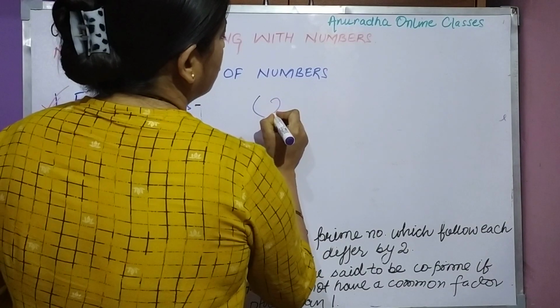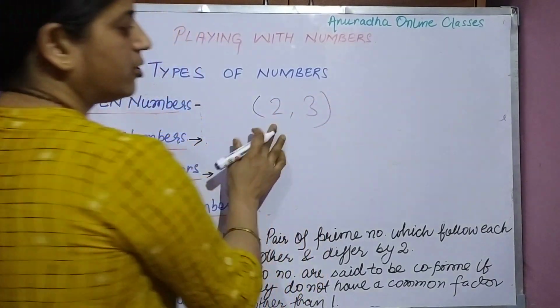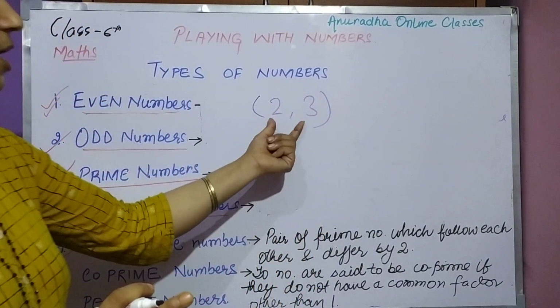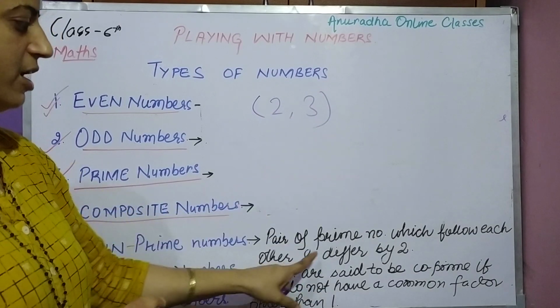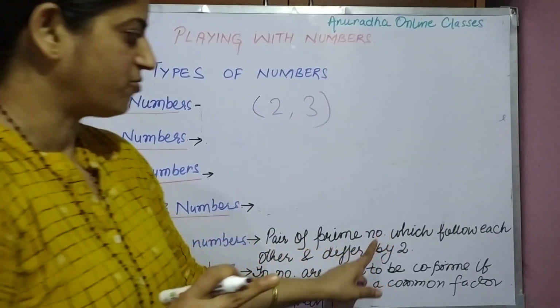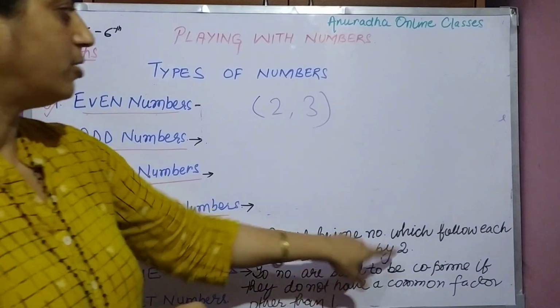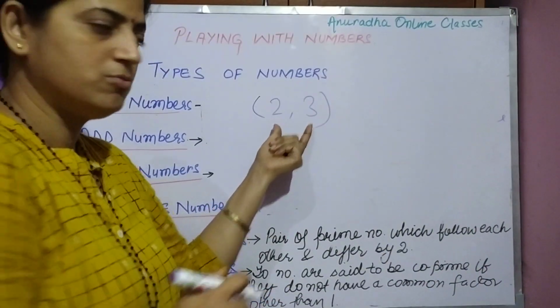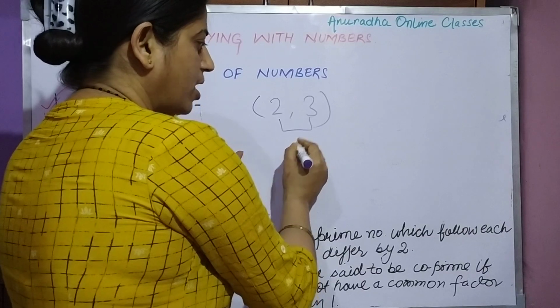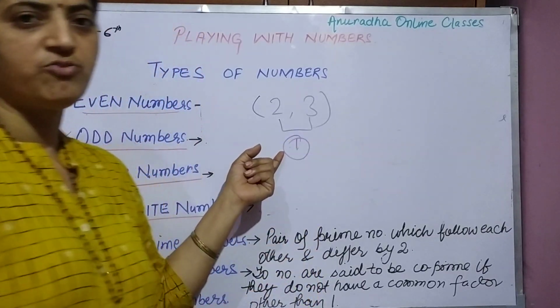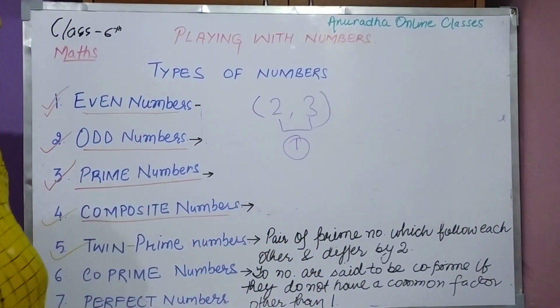I have taken 2 and 3. These are following each other. But one more important thing they have given, which follow each other and differ by 2. Is the difference 2? इन दोनों का डिफरेंस 2 है? नो. डिफरेंस इज व्हाट? 1. तो दिस इज नॉट अ ट्विन प्राइम.